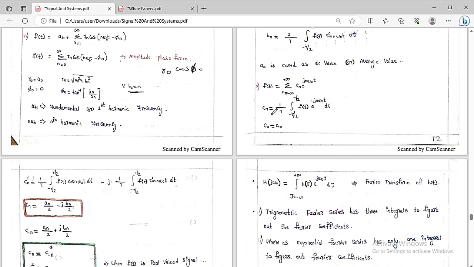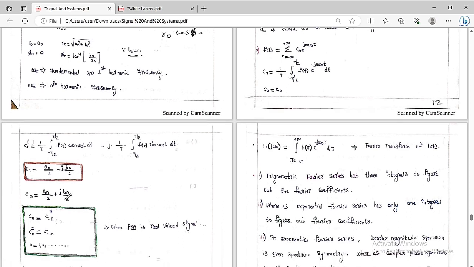Suppose in place of n, I substitute minus n, then what am I going to get? C of minus n is equal to 1 by T integration over the time period f of t, e to the power of, in place of n substituting minus n, plus j n omega naught t dt. Again, if you expand, with plus n you are going to get an by 2 plus j bn by 2. So from this we can say one is the conjugate of the other. So Cn is the conjugate of C minus n, or you can take it in reverse also: Cn conjugate is nothing but C of minus n.